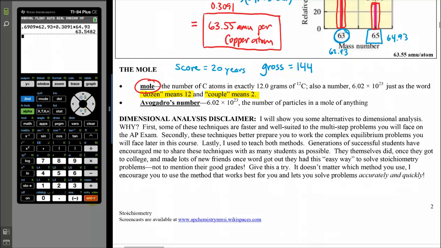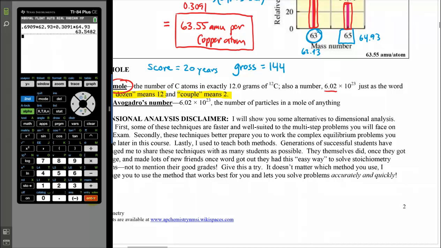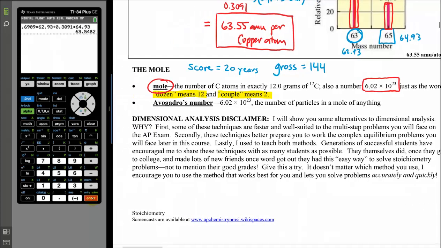Mole means 6.02 times 10 to the 23rd of something. And that is what we call Avogadro's number. Avogadro is a fellow, he's an Italian. Avogadro was a physicist who, with a team, was among those first people to figure this number out. And you can read more about that story. He actually used electric charge, and it was a pretty cool experiment. I won't get into it here.